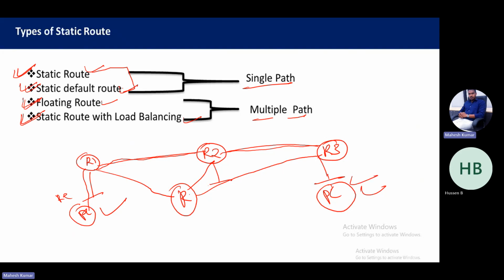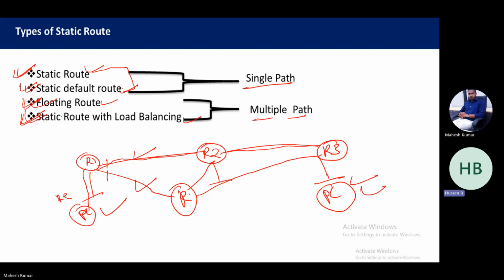Once the packet has reached the router, it has multiple paths. So the router will be confused about which way to send it, by using this path or by using the second path. In this scenario, we can use load balancing and the floating route as well.